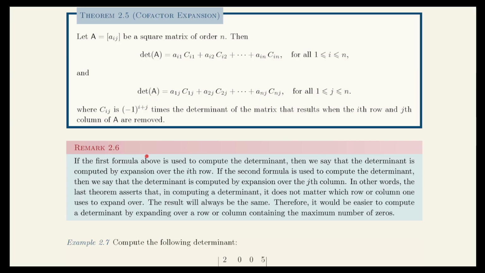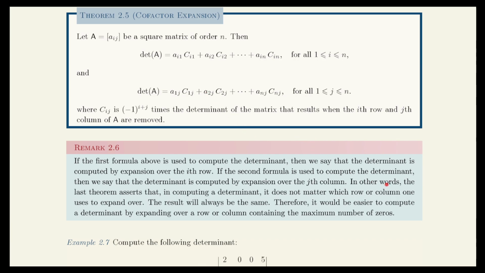So let me read the remark now. If the first formula above is used to compute the determinant, then we say that the determinant is computed by expansion over the ith row. Okay, that's also a mistake of mine. Yes, that's correct, because you see that I am using it on the ith row. So this is the terminology we use. If you use this formula, you say that you calculated the determinant by expansion on the ith row. And if you use this other formula, you say that you calculated the determinant by expansion on the jth column. Yes, that's the terminology I want you to know.